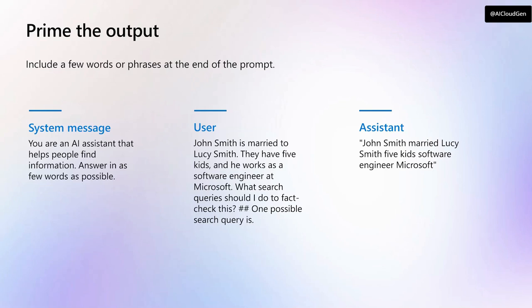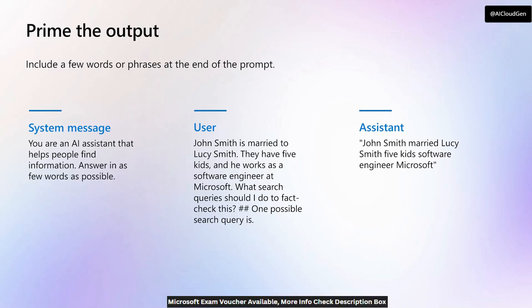So if you look at this example, which I've got on screen, the system message basically says it's an AI assistant which helps people to find information. And here, one particular piece of information it is adding is "answer in as few words as possible." So you are restricting the model to say don't keep on writing sentences and sentences, just keep it precise and simple, and that you can specifically mention.